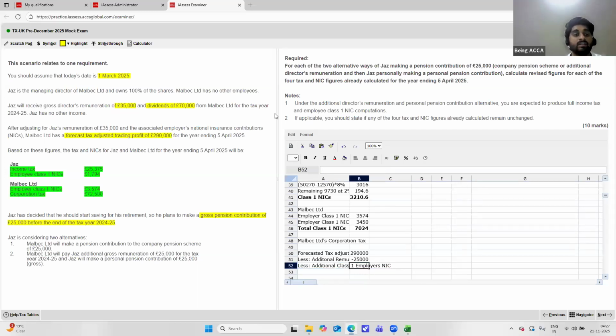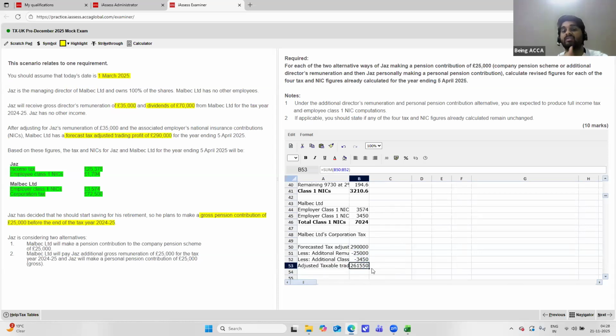How has this been calculated? It was adjusted only for remuneration and associated NIC. So this portion of 3574 has been considered, but this 3450 is something that has not been taken. So that is what will be taken here, minus this value. Now the adjusted taxable trading profit is the sum total of these three, making it a total of 261,550.